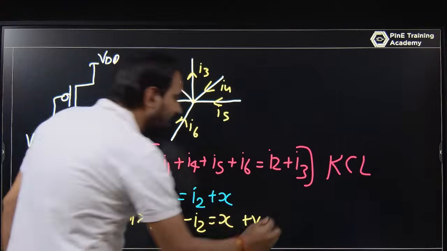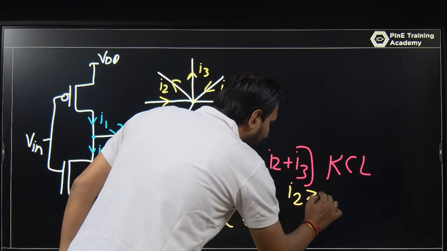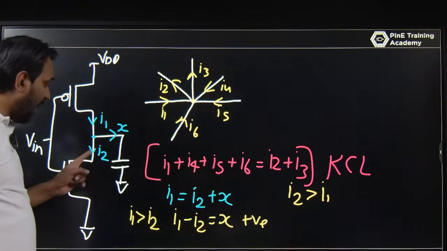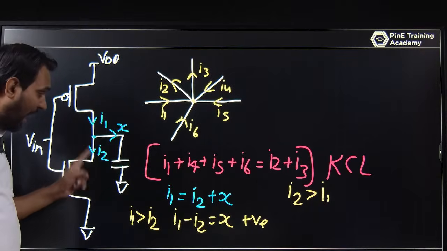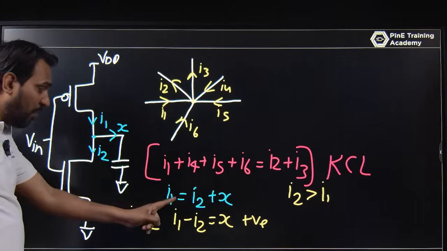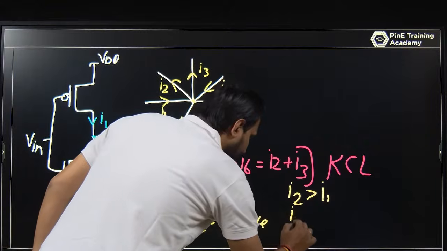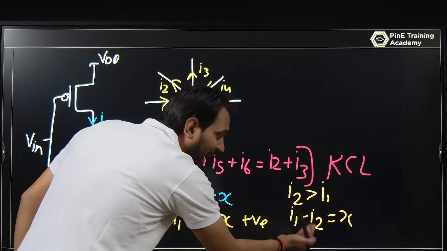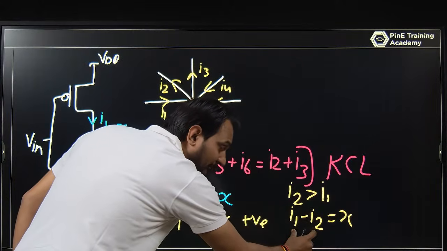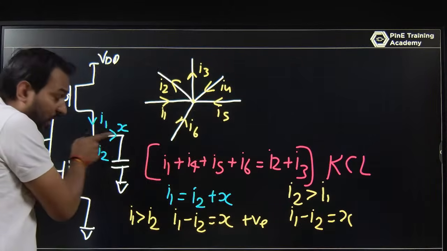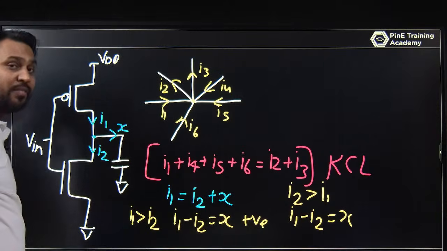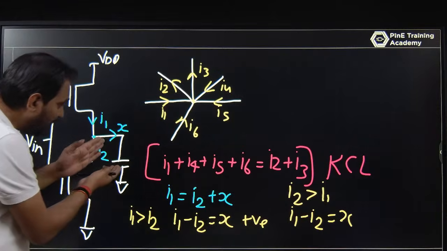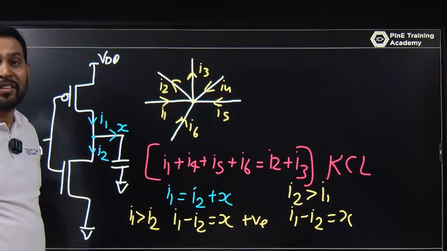In the second case, if I2 is greater than I1, what happens? The I2 current is high. So I1 minus I2 is equal to Ix, where I2 is higher. That means this is a negative sign. This negative sign means Ix is not in this direction. Ix has a different direction. So that means the capacitor is discharging.